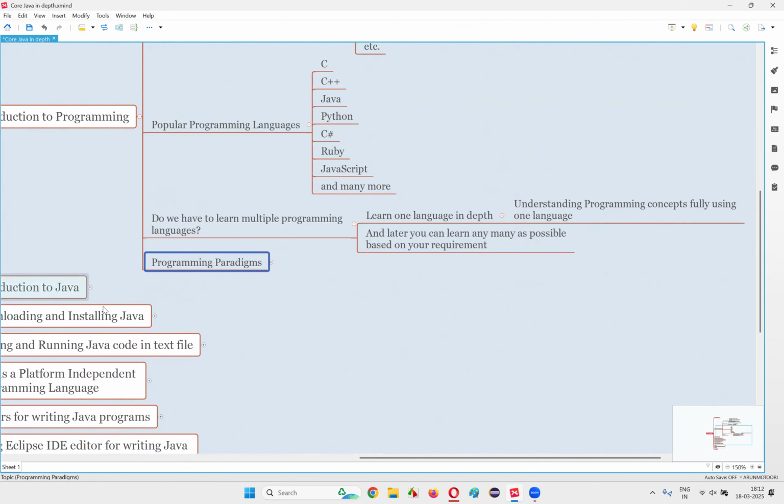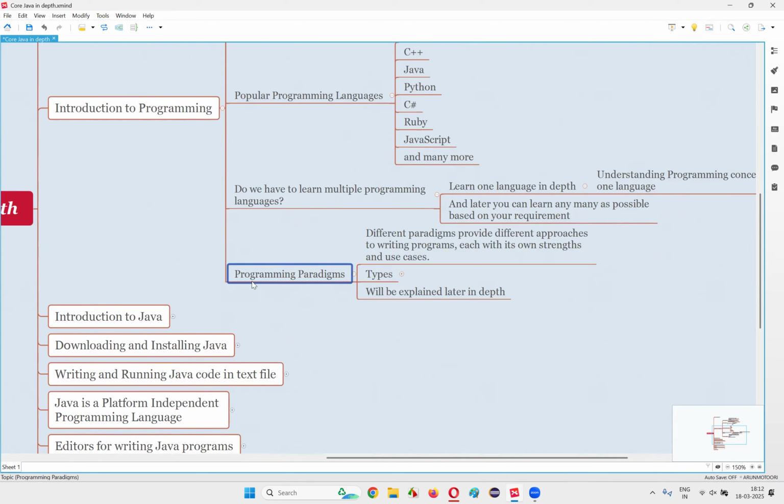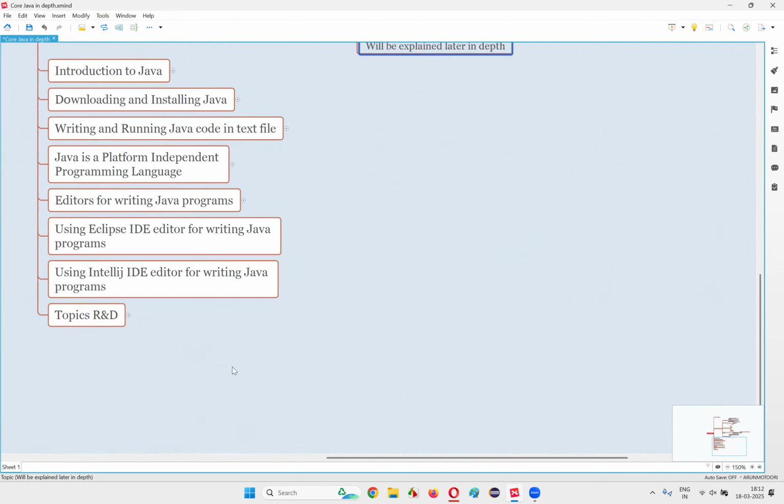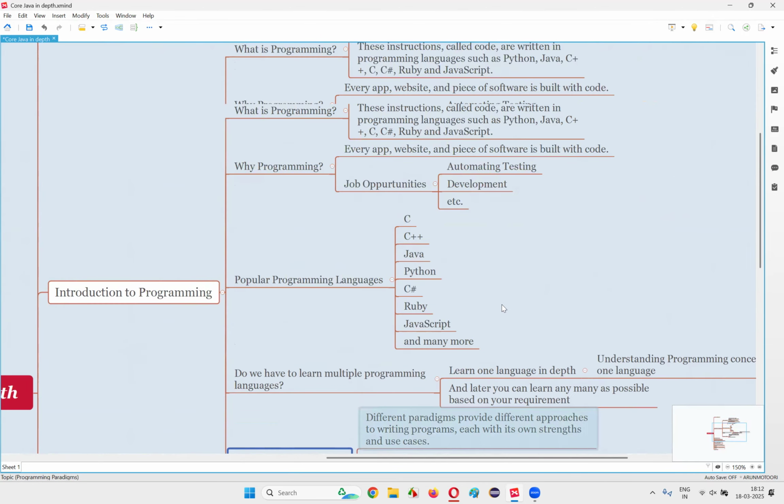That's great. The next thing, the last topic about the introduction to programming, is something called programming paradigms. What are these programming paradigms? Let's understand the term. Though I'm going to explain this topic in depth later, almost at the end of this course, because it comes under a theoretical topic.